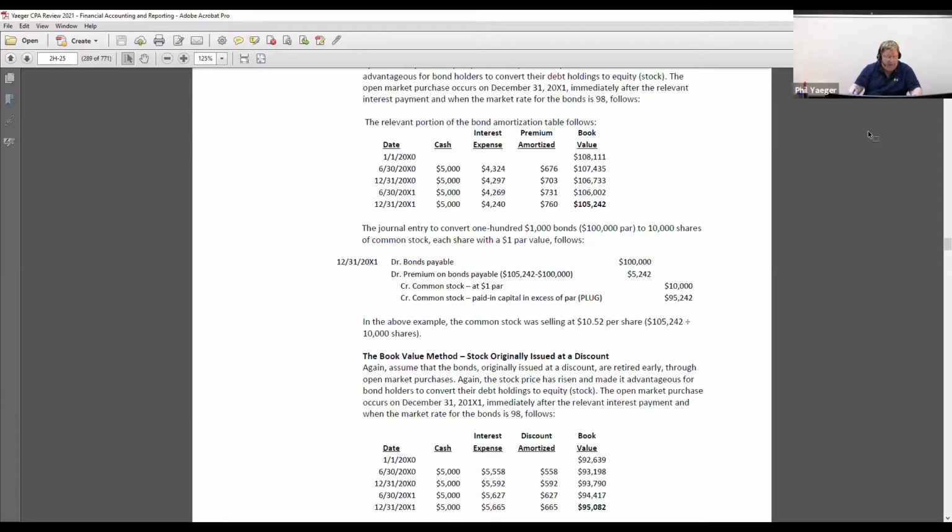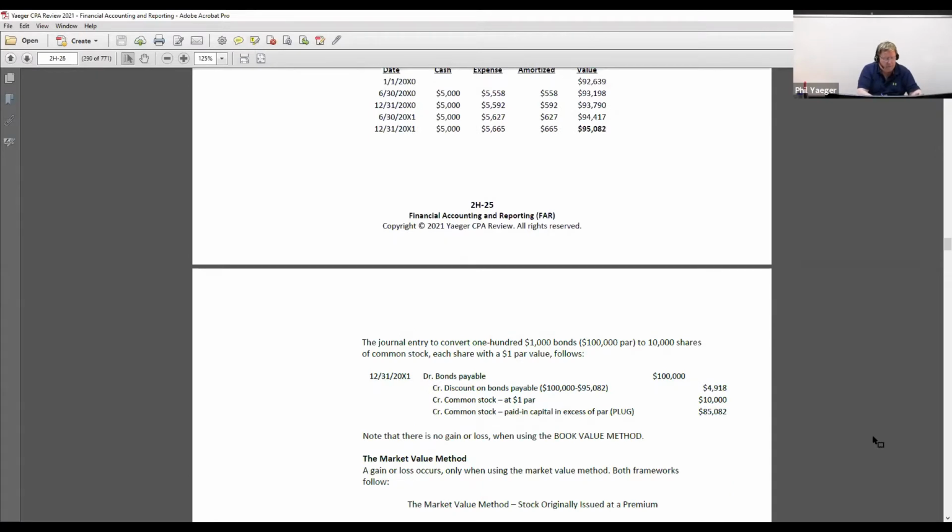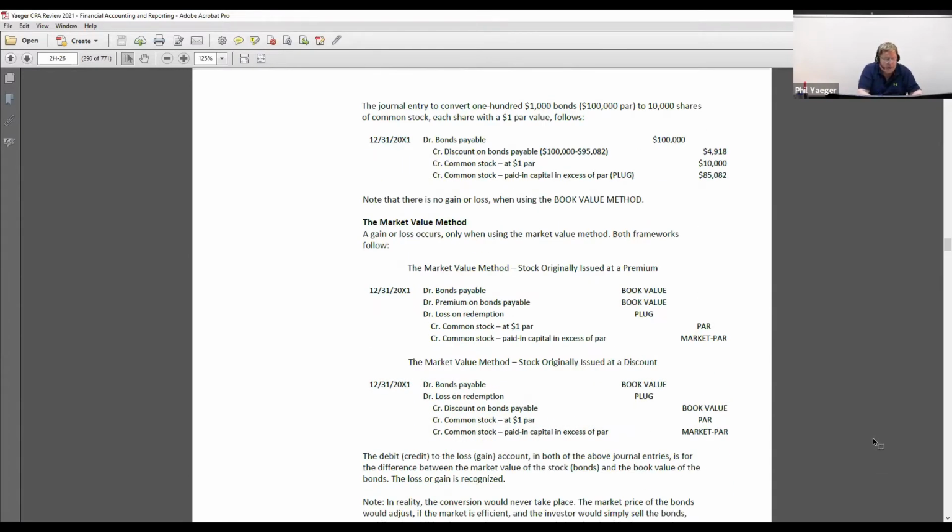Yes. Now, we also have another method, which is called the market value method, which appears on page 2H26. So if we go to page 2H26, let's see what we're going to do here. Now, here's the market value method. A gain or loss is going to occur. Why? We're taking the carrying value of the bonds and converting them to the fair market value of the common stock. Okay?